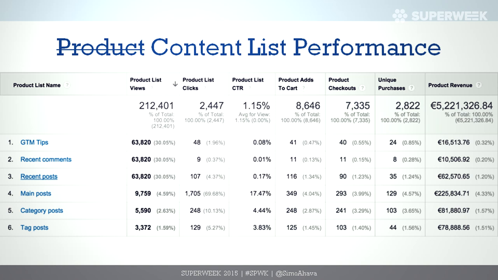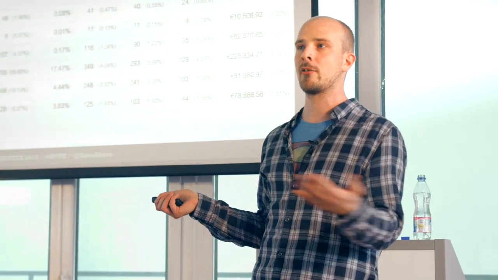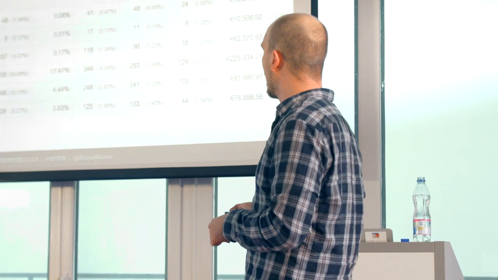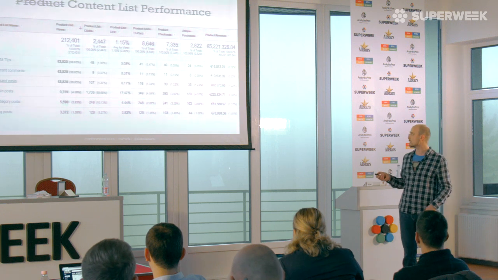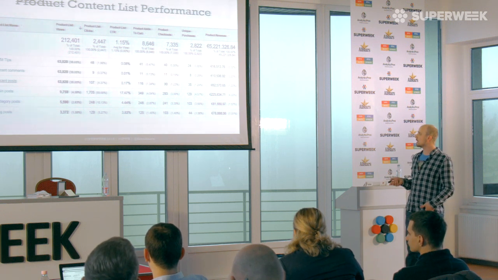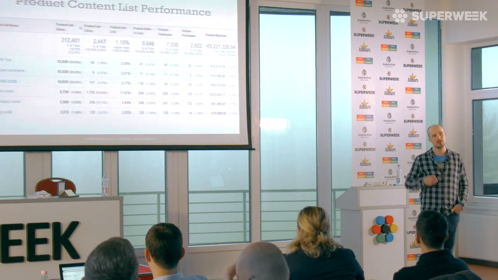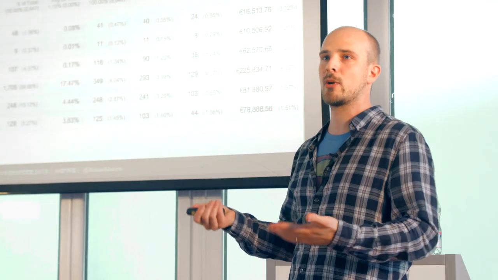So I have these different lists. I have widgets. If you have WordPress, you can create a product list out of your most recent posts, your main posts. Search results is a good product list, of course. We can see that some of these are failing terribly, like recent comments, only 9 clicks out of 83,000 views. So I might want to drop that completely. Nobody clicks through to other articles from a recent comments post. What else can I see? Well, the main post, which is the homepage, of course, has a pretty high CTR, but the categories and tags, not so much. This is for me to optimize my site with, because if people don't use those, why have them there?